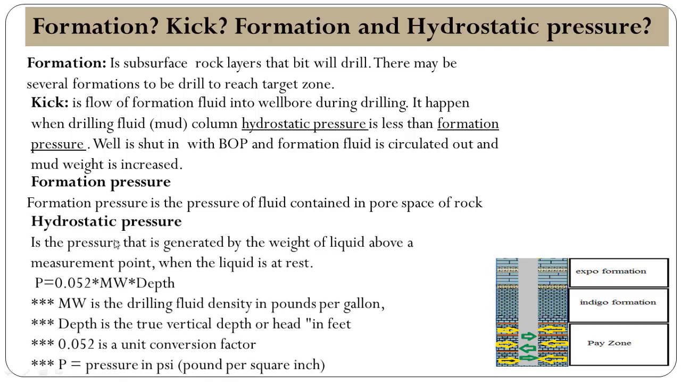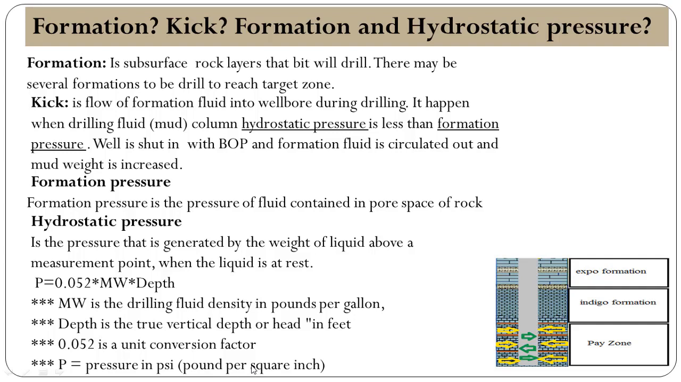Hydrostatic pressure is the pressure that is generated by the weight of the liquid above a measurement point. When the liquid is at rest, this pressure can be calculated as P equals 0.052 multiplied by mud weight multiplied by depth. MW is the drilling fluid density in pounds per gallon. Depth is true vertical depth or head in feet, whereas 0.052 is a unit conversion factor. P is pressure in psi, pounds per square inch.